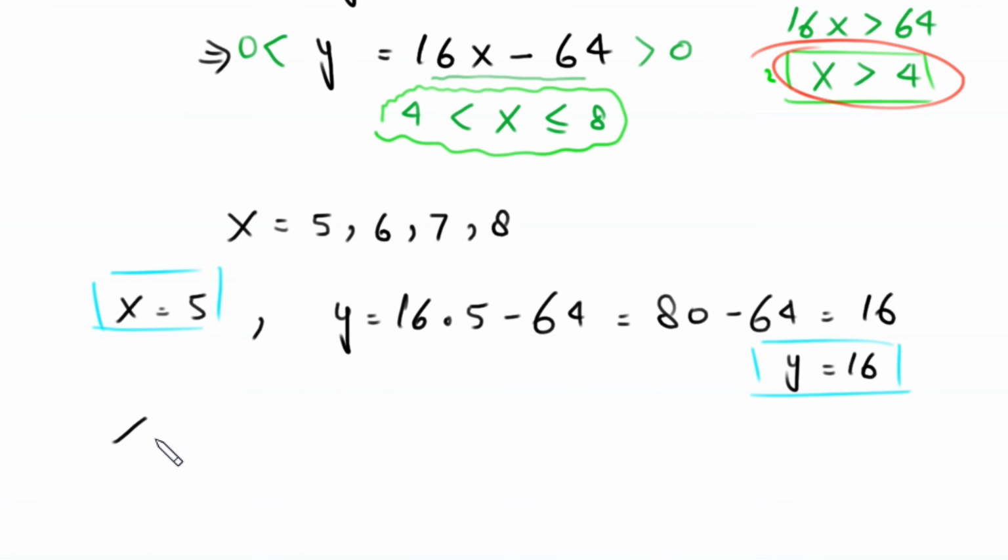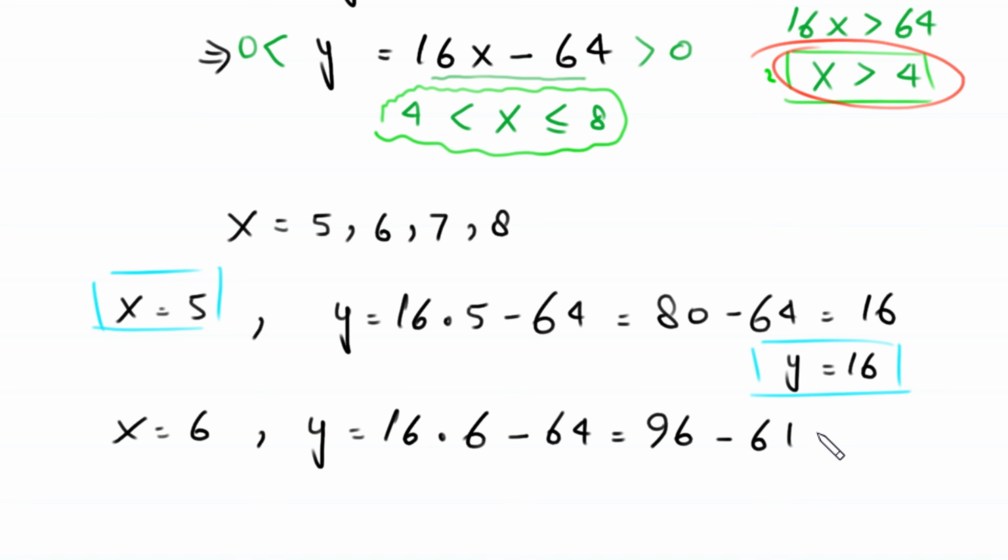Now when x is equal to 6, then y will be equal to 16 times 6 minus 64, equal to 96 minus 64, and this will be equal to 32. Means that when x is equal to 6, then y will be equal to 32. So from here we get another pair, 6 comma 32.